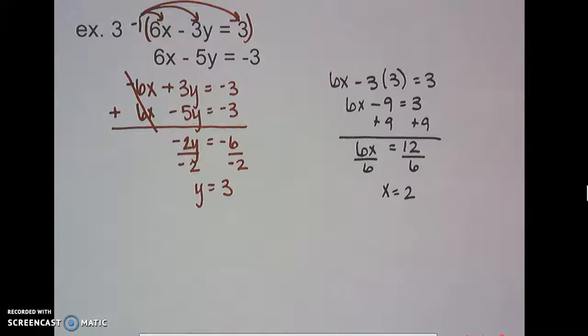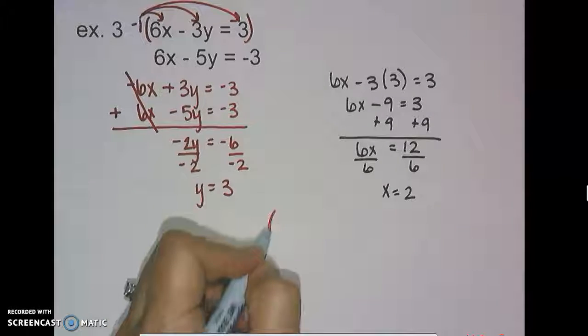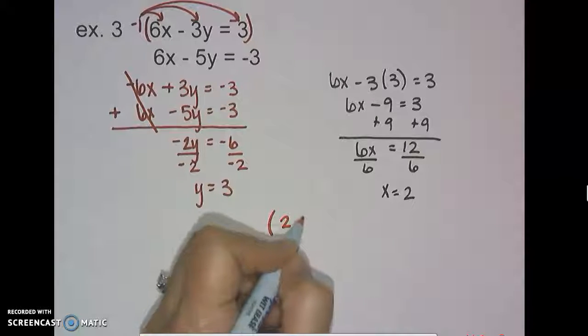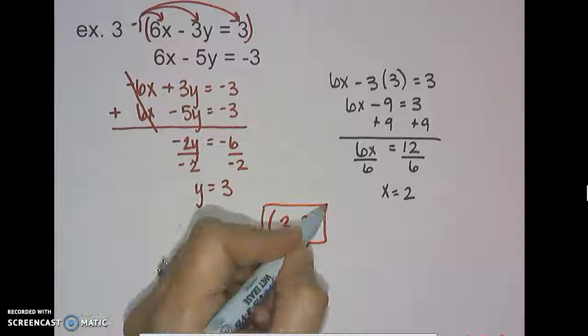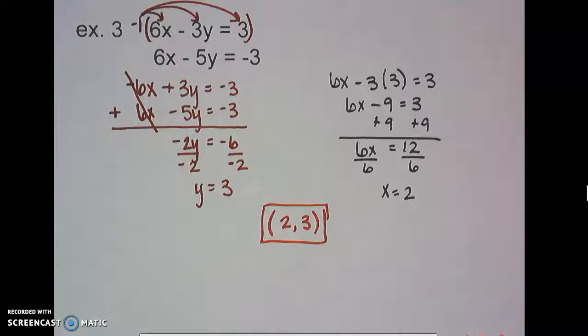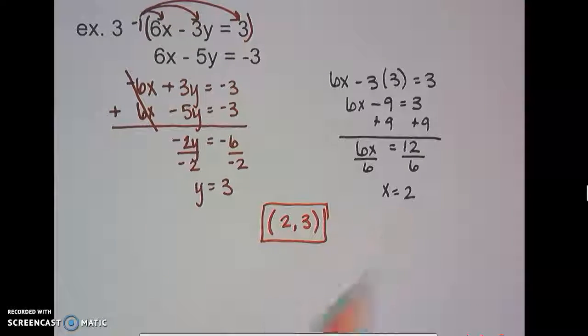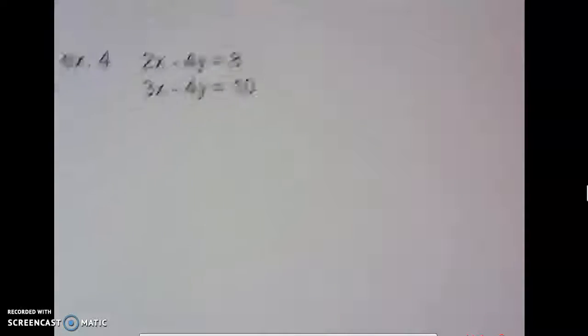Now that we have both x and y, they go in x, comma y form. So 2, 3 would be our answer. Don't get confused and write 3, 2 because that's the order we solved them in. You need to write them in alphabetical order. All right, let's try one more.